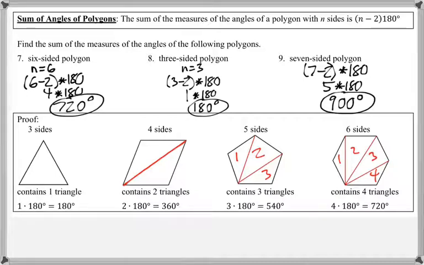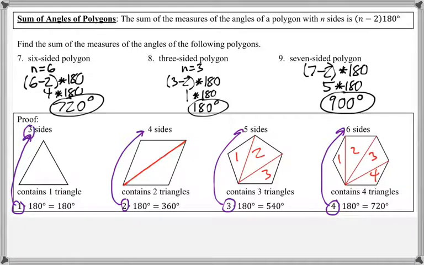So it's always 2 less than the number of sides, and that's the number of triangles. So that's how many times we have to multiply 180 to get the sum of the angles.